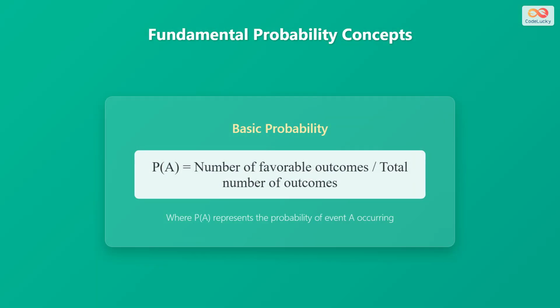Let's discuss fundamental probability concepts. The basic probability formula is P(A) equals the number of favorable outcomes divided by the total number of outcomes. P(A) represents the probability of event A occurring.